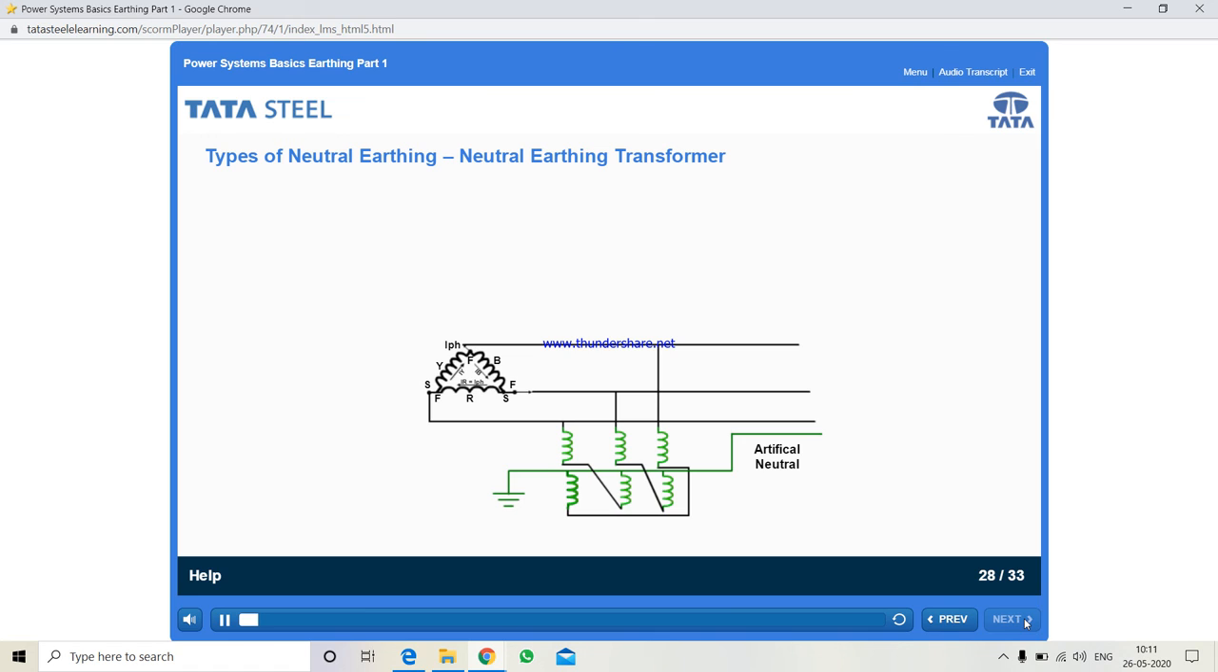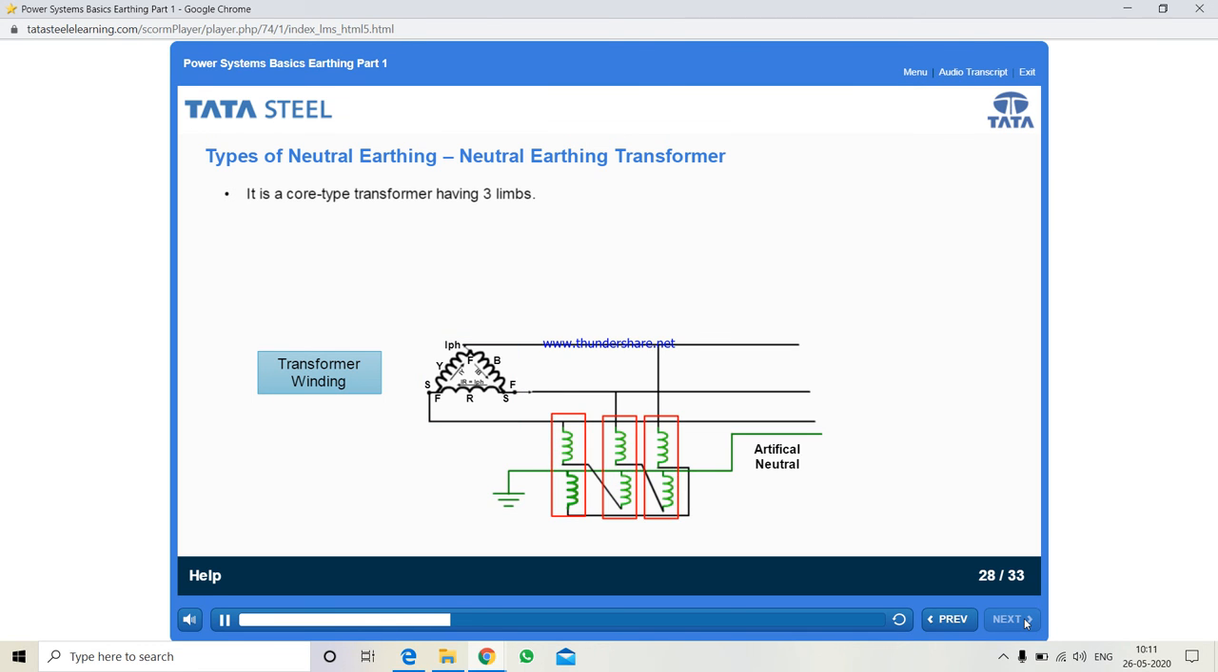Now learn about the features of artificial earthing. Here's the diagram of an earthing transformer with zigzag configuration. You can also see the transformer winding. It is a core type of transformer having three limbs where each limb accommodates two equally spaced windings.